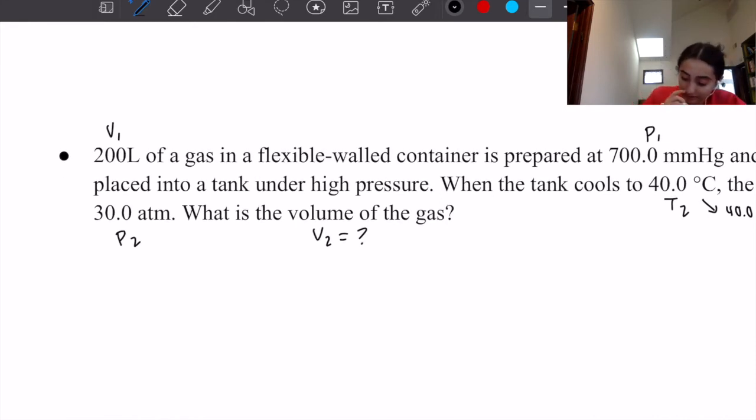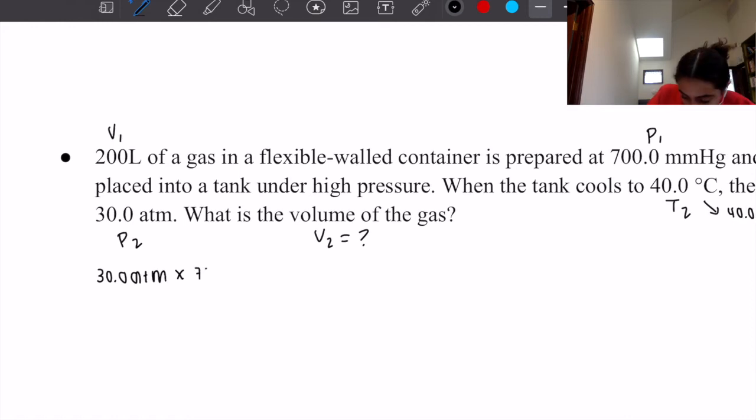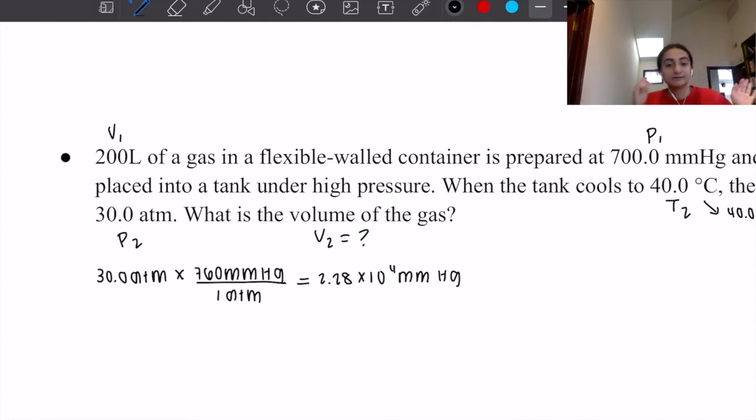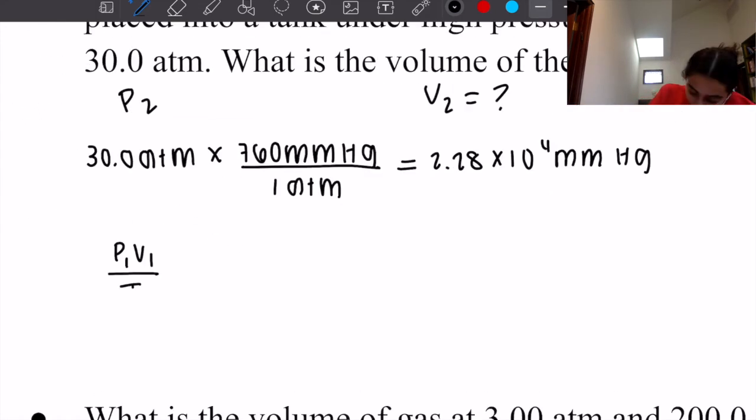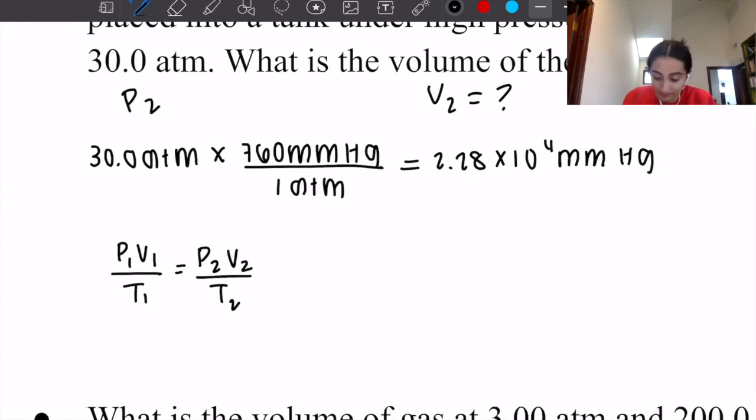So we're going to quickly do that conversion. We have 30 atmospheres times 760 millimeters of mercury over 1 atmosphere, and that is going to be 2.28 times 10 to the 4th millimeters of mercury. Okay, so now everything is consistent. So now let's set up our equation. I'm just going to write it out. So now let's plug in what we know.